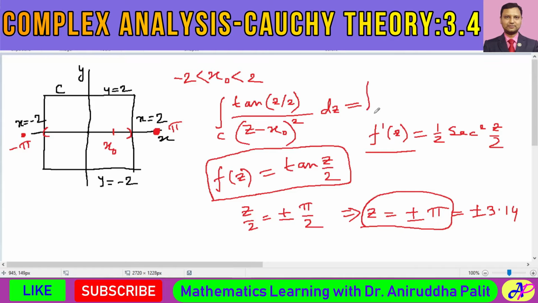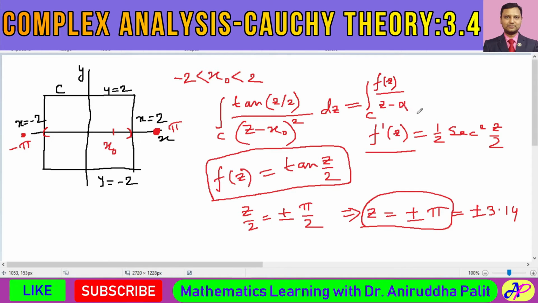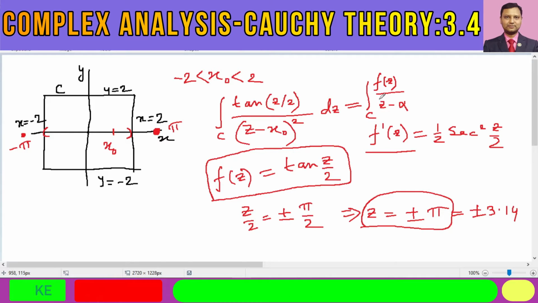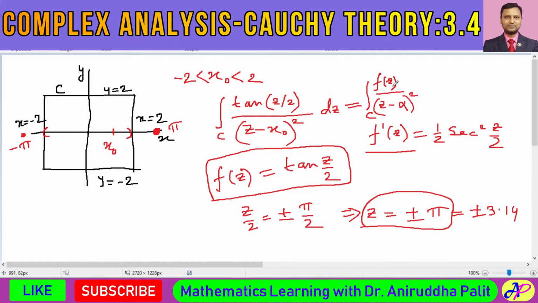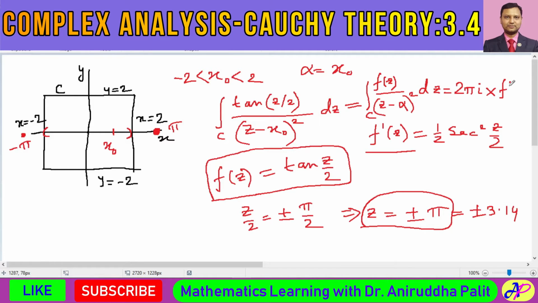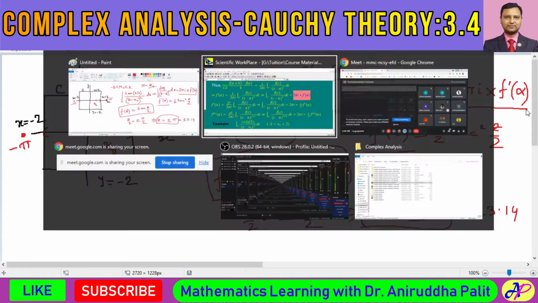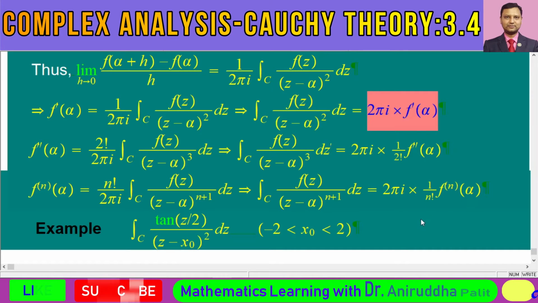So this becomes the integral over C of f of z divided by z minus alpha whole square. Over here alpha is equal to this x0. So we are taking alpha equal to x0, dz, and that expression would be equal to twice pi i multiplied by f dash at the point alpha. Alpha means this point x0.